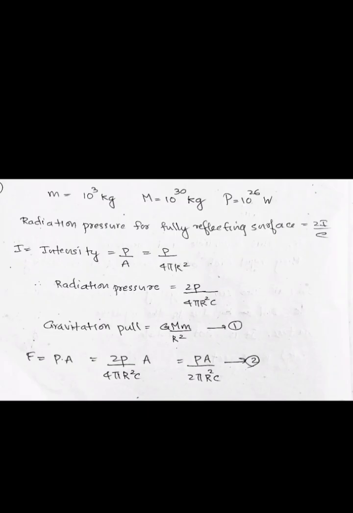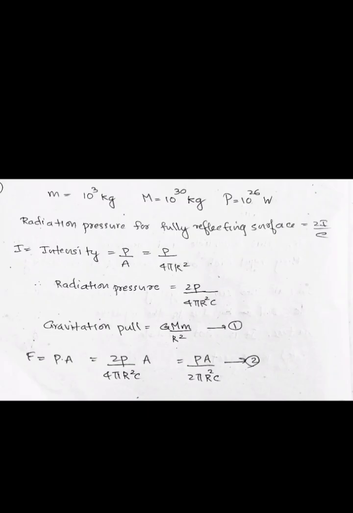Here it is given that m is equal to 10^3 kg, capital M is equal to 10^30 kg, and P is equal to 10^26 watt. So the radiation pressure for the fully reflecting surface is equal to 2I by C, where I is the intensity, that is equal to P by A, that is equal to P by 4πR². So the radiation pressure is equal to 2P by 4πR²C. So the gravitational pull is equal to GMm by R². This is equation number 1.